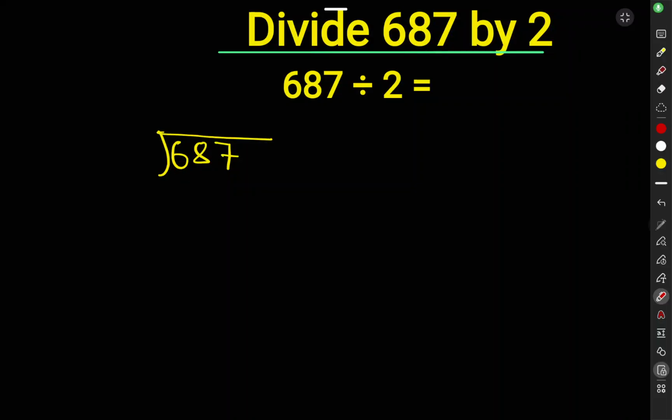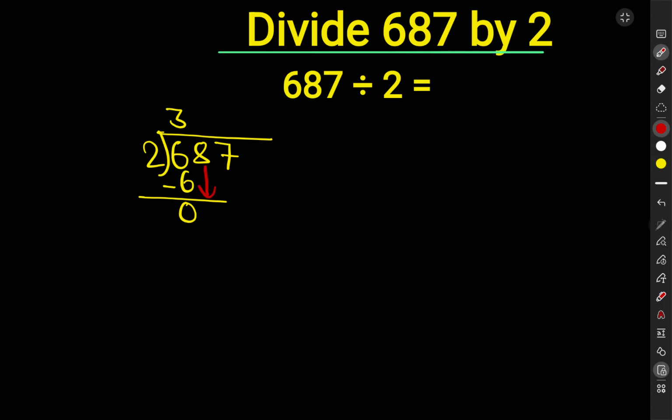We divide 687 by 2 in the long division method. So 2 times 3 is 6. On subtracting we get 0.